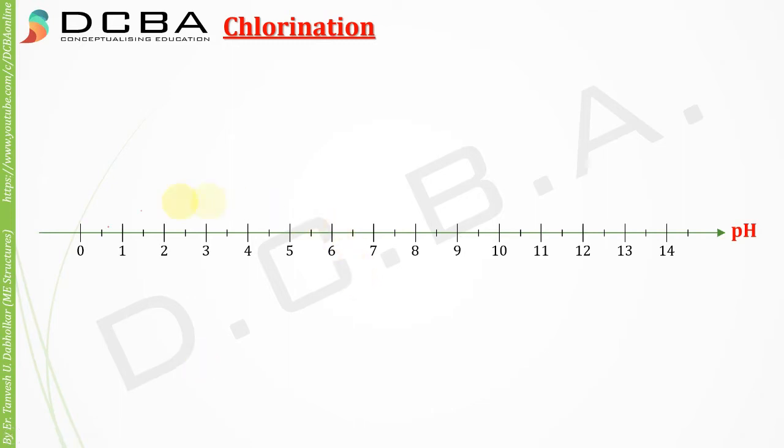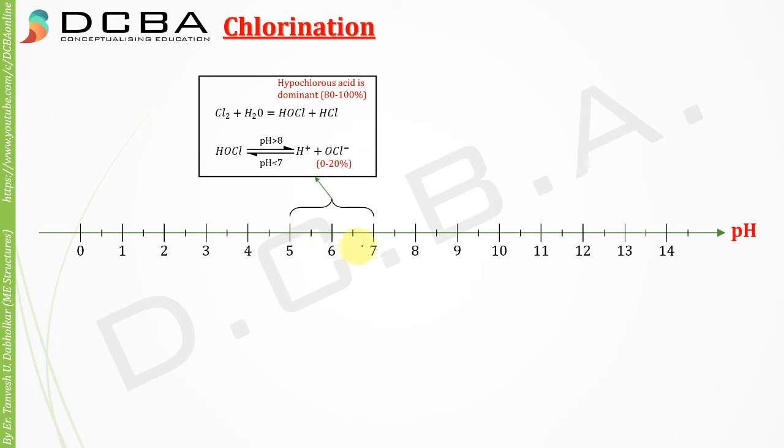Let the scale represent the pH level. Consider that you are adding your chlorine when the pH of water is between 5 and 7. When you add chlorine at this pH, these two reactions take place. These two reactions will always take place, but when the pH is between 5 to 7, the chlorine, when it reacts with water, forms hypochlorous acid and hydrochloric acid. This hypochlorous acid again dissociates into hydrogen and hypochlorite ions.